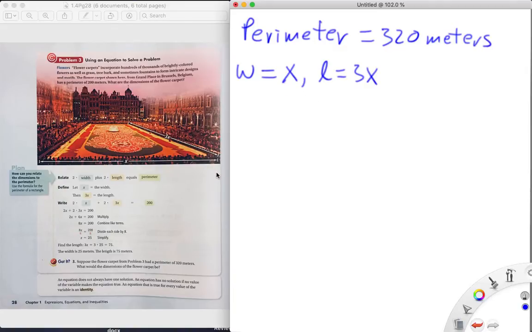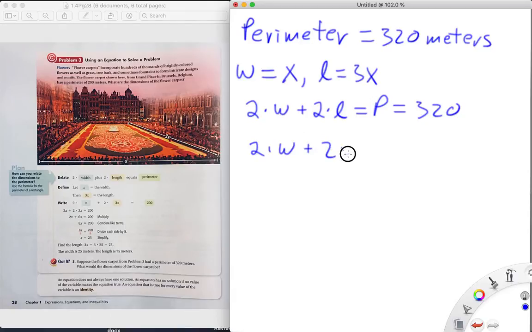Since this is geometry class, you should know... oh no, this is not geometry, this is Algebra 2. From geometry class, you should know that the perimeter of a rectangle, which is the shape of the carpet, is 2 times the width plus 2 times the length. And we already know that the perimeter is equal to 320 meters. So 2 times the width plus 2 times the length is equal to 320 meters.